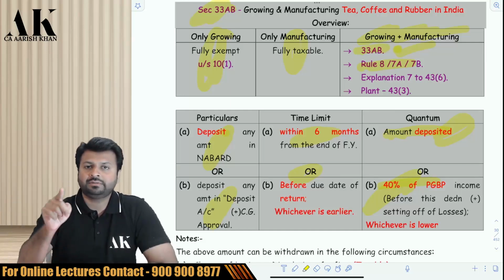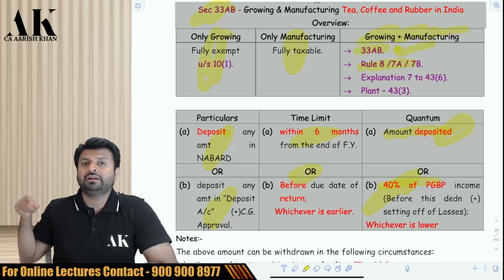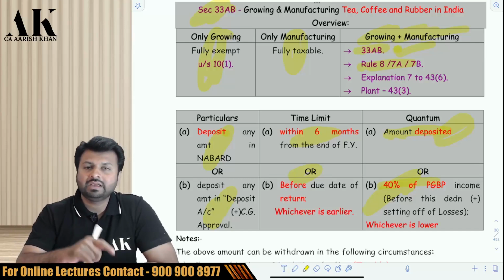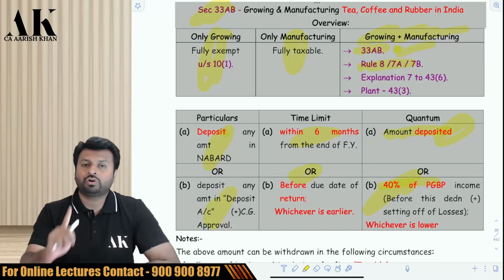You can go to ICAI study material or my textbook, my question bank, wherever you want to see, you can see such kind of format for which you are going to get the marks. If you change the order, the entire sum will go down. Be very careful about it.